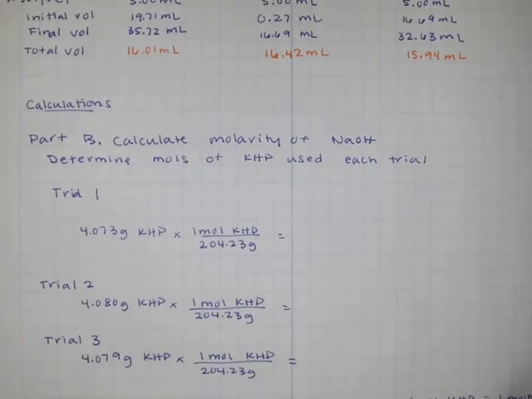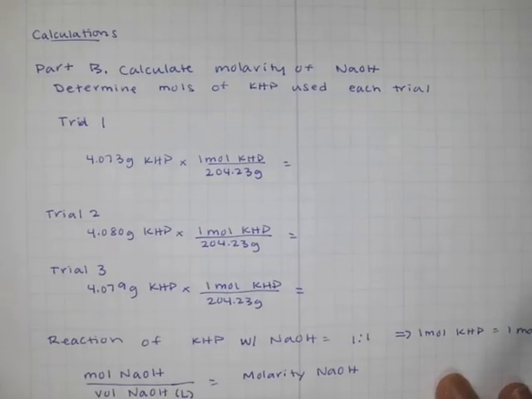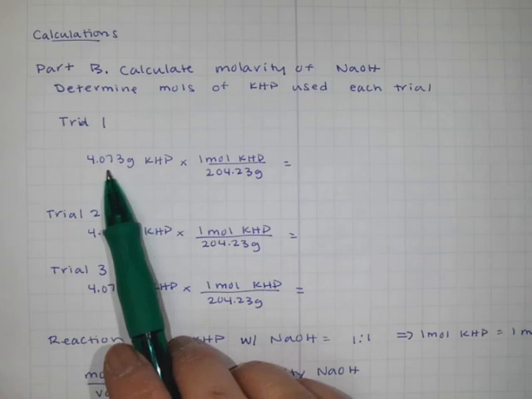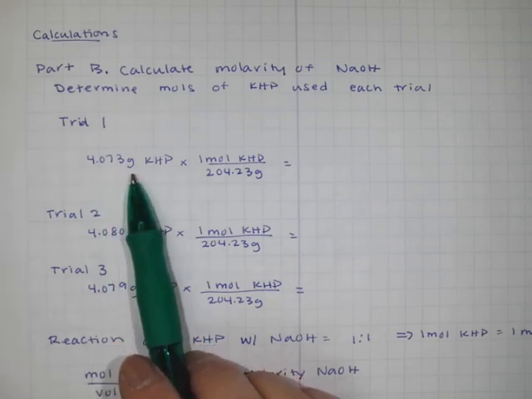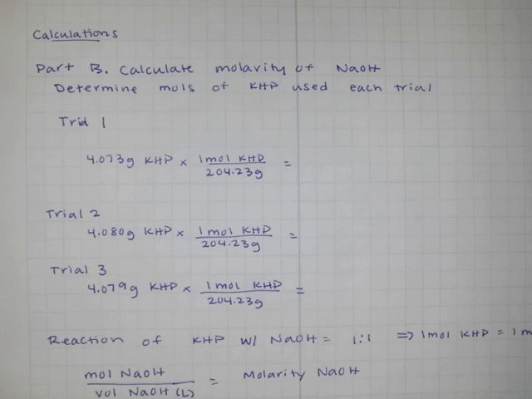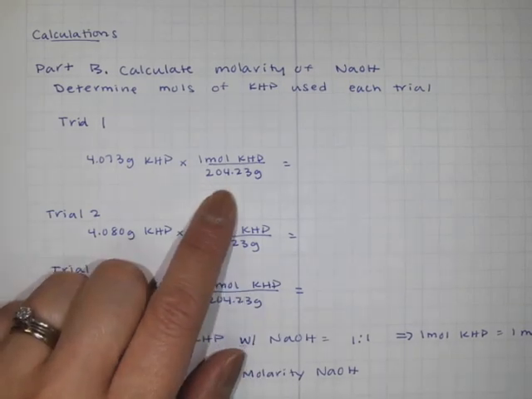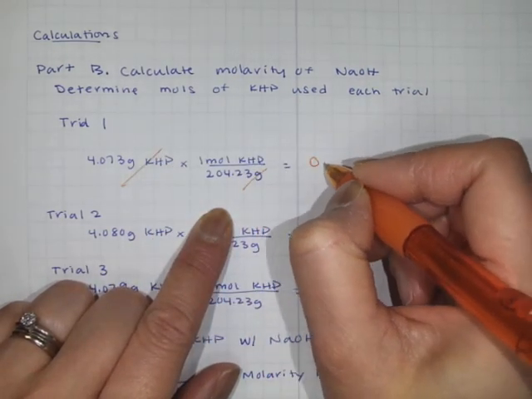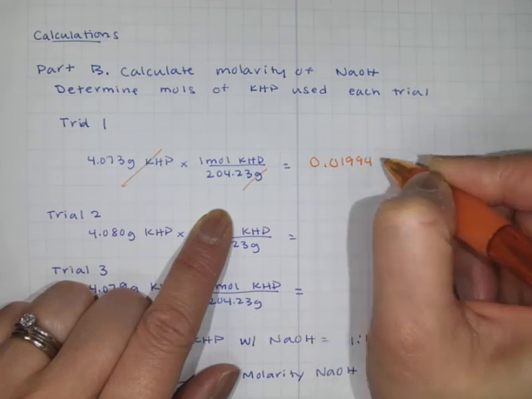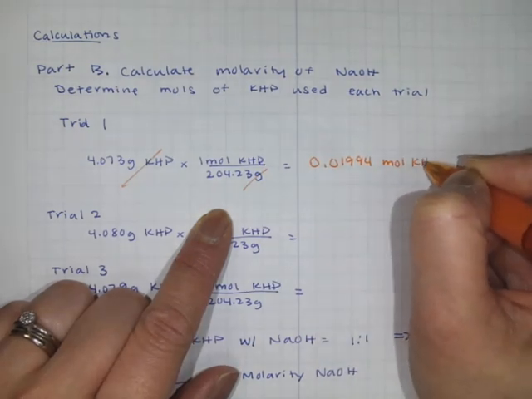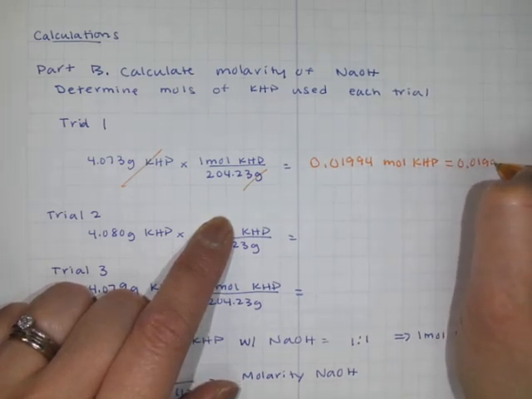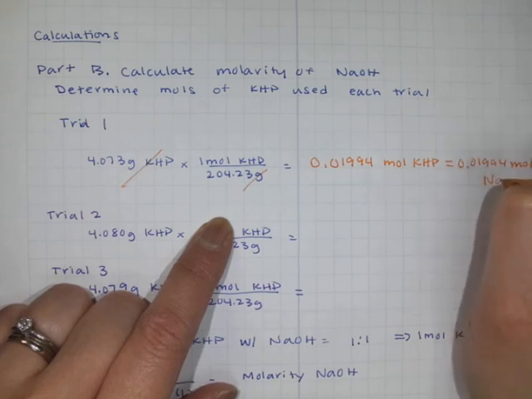For calculations for part B, you need to calculate the molarity of NaOH. You have to determine the number of moles of KHP that was used for each trial. You have the mass of KHP; for my first trial, it's 4.073 grams. You divide it by the molecular weight of KHP, so the grams cancel out and you're left with moles. This one comes out to 0.01994 moles of KHP. This is in a 1-to-1 mole ratio, so that equals 0.01994 moles of NaOH.